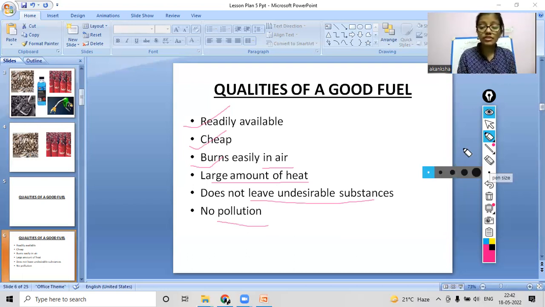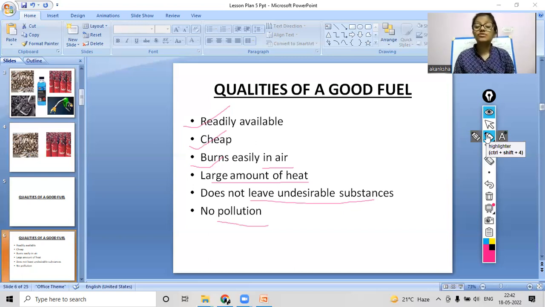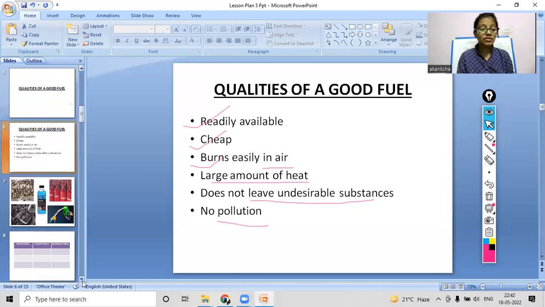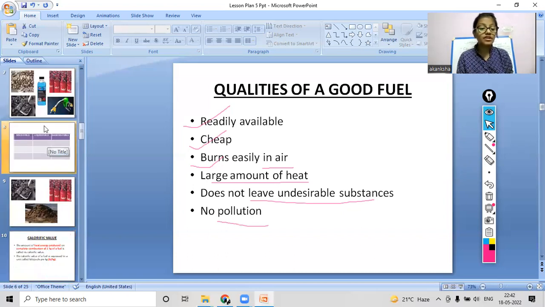Now are you clear with the concept of the different qualities of a good fuel that we use? If you have any doubt, you can write in the chat box. I will give you 5 seconds and then we will move ahead, right? Okay, I think you all are clear with the concepts of fuels, right?